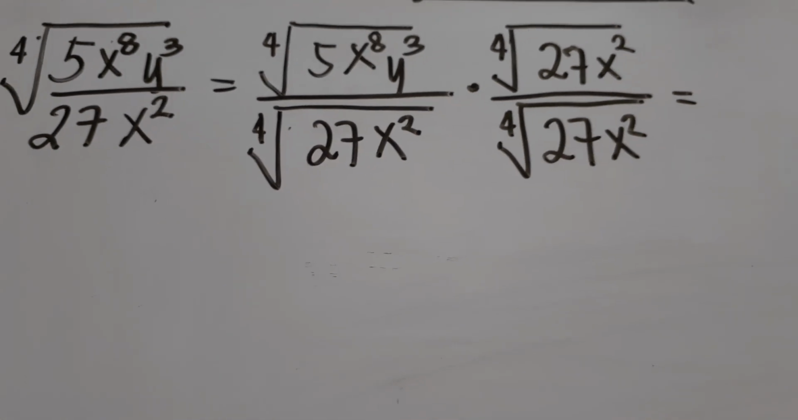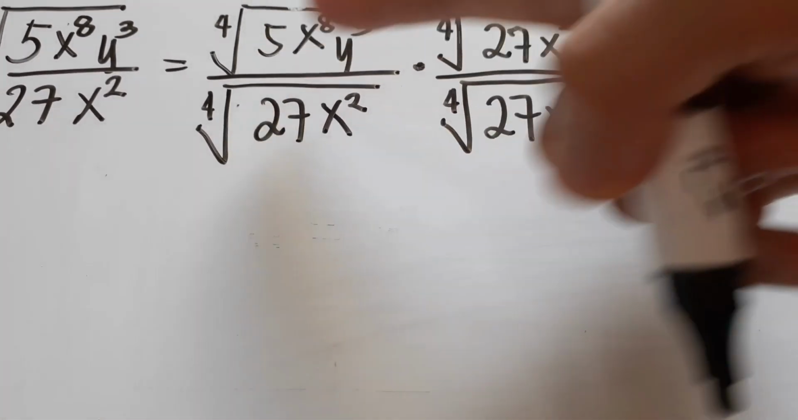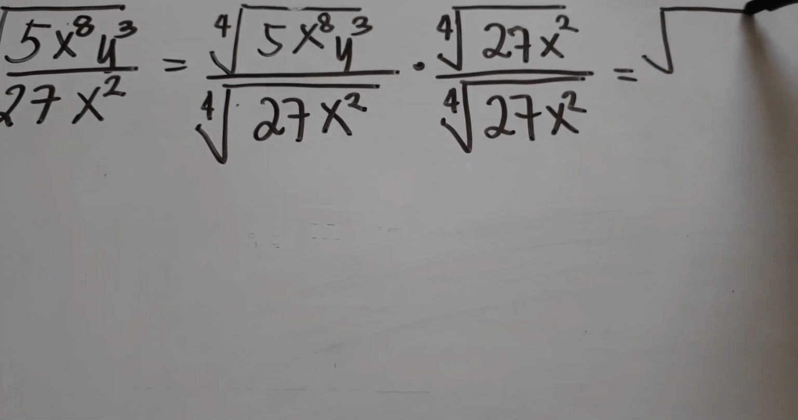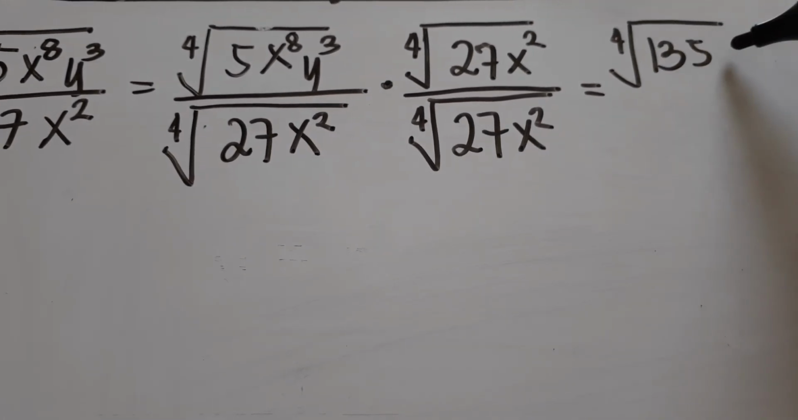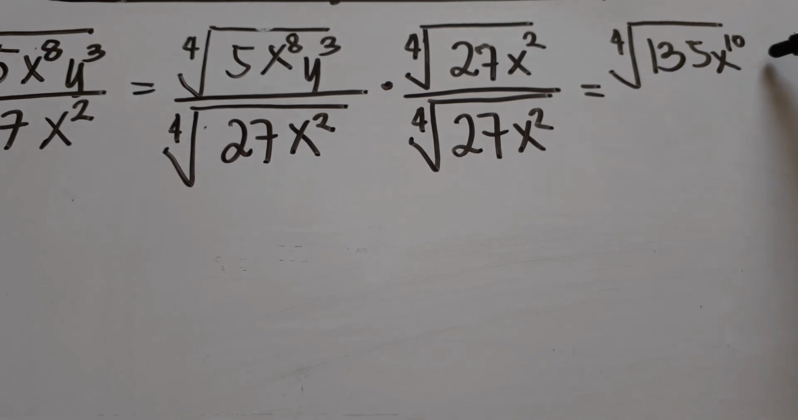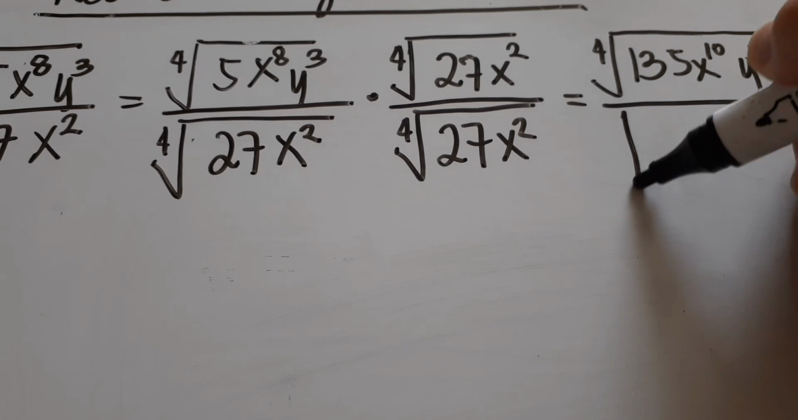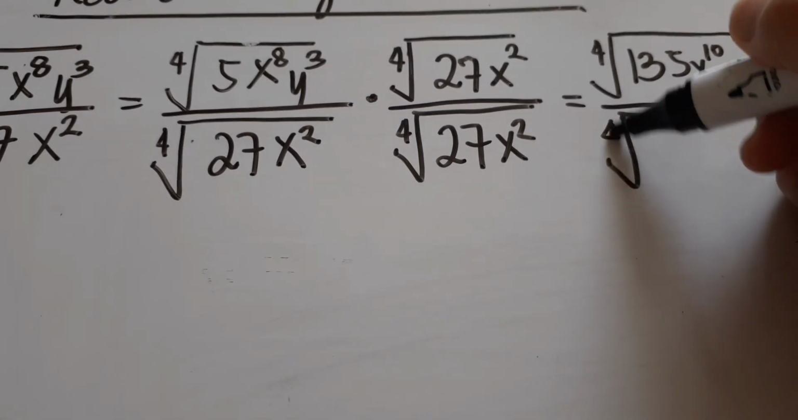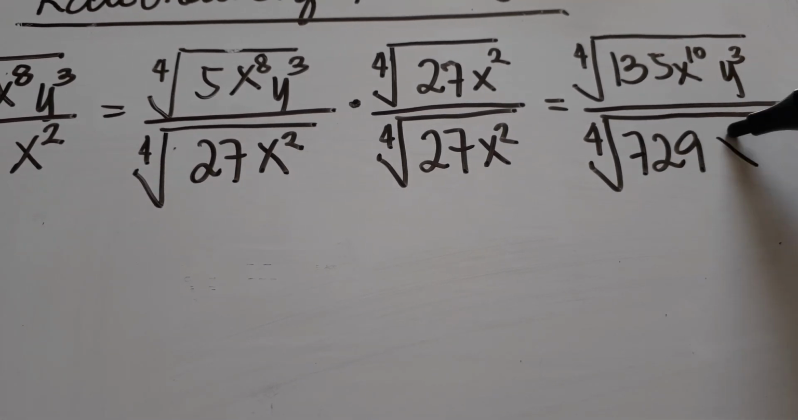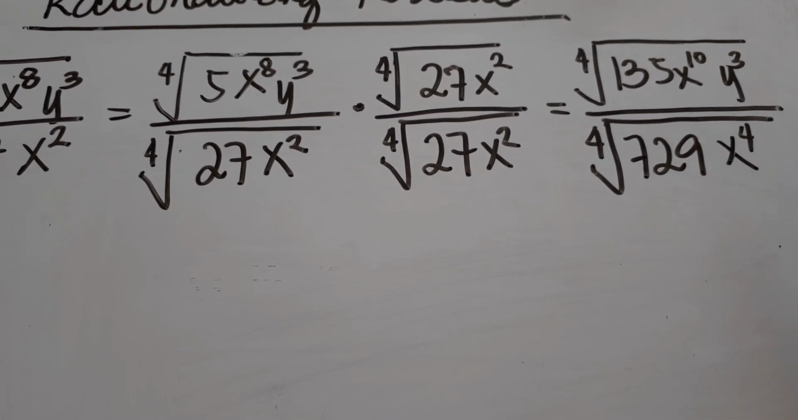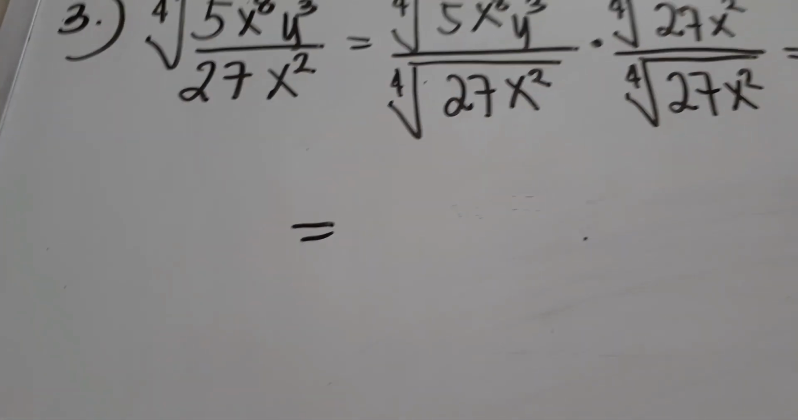Then we multiply its numerator by the fourth root of 5x to the 8th power and y cubed, and the fourth root of 27x squared is equal to 135 x raised to the power of 10 y cubed over the fourth root of 27 times 27, which is equal to the fourth root of 729 x raised to the power of 4. Then we can factor each.